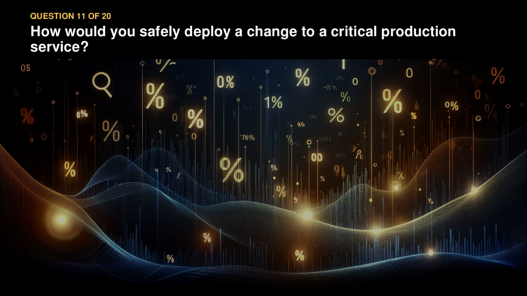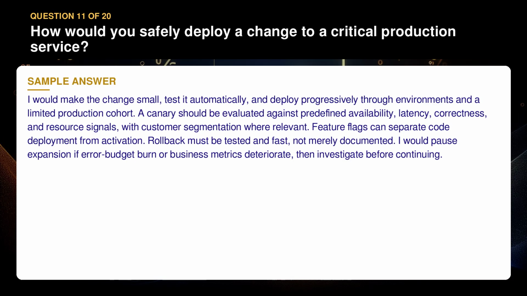Question 11. How would you safely deploy a change to a critical production service? I would make the change small, test it automatically, and deploy progressively through environments and a limited production cohort. A canary should be evaluated against predefined availability, latency, correctness, and resource signals, with customer segmentation where relevant.